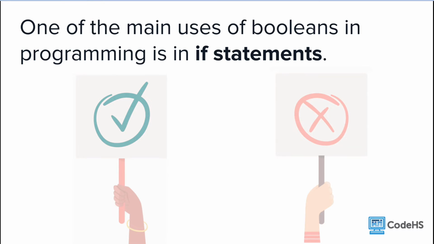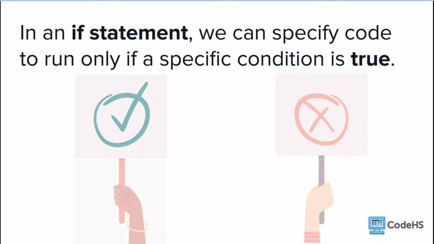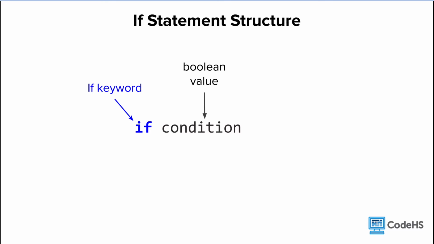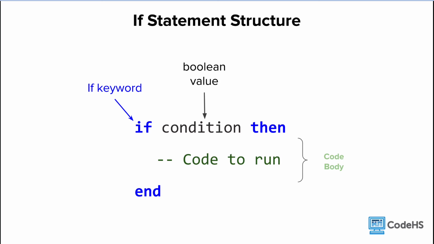One of the main uses of Booleans in programming is in if statements. In an if statement, we can specify code to run only if a specific condition is true. Let's take a look at the structure of an if statement in Lua. If statements start with the if keyword, followed by the condition, which will be a Boolean value, either true or false. Next comes the keywords then, and end. In between these keywords, we have the code body, which is the code to run if the condition is true.